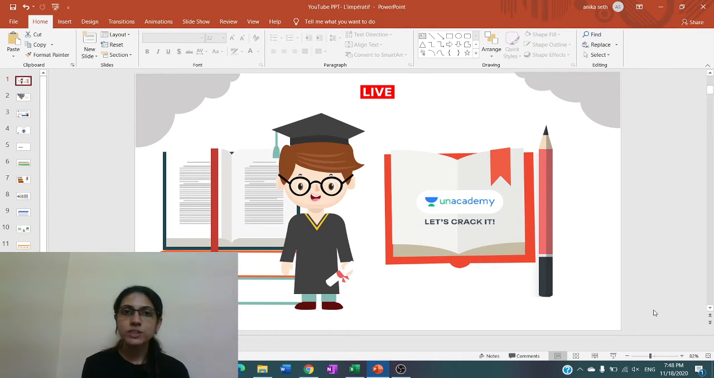The topic for today's session is l'impératif. So we would be doing the imperative form of the verbs. What is the imperative form? Where is it used? How is it used? What is the formation? All these things we will be learning in today's session.